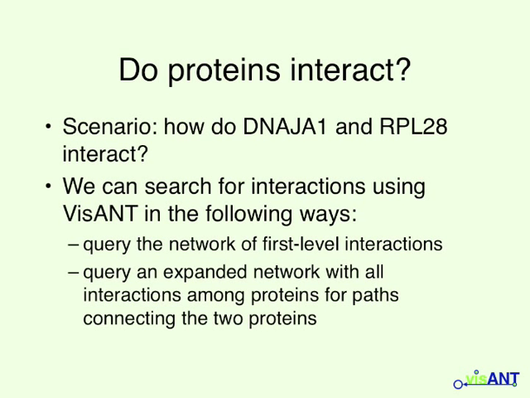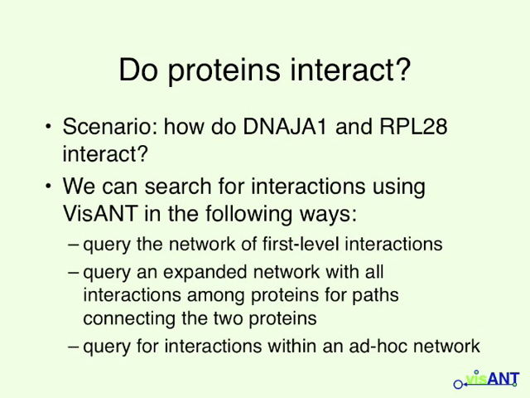Perhaps the two proteins still share a pathway, however. To explore this possibility, we expand the network we just built once more to add in all proteins that interact with those first-level interactions, and then look for paths between the two proteins within this dense network. Finally, in step 4, we take a look at building an ad hoc network using data we provide to VisANT and see how to query for interactions without expanding the network using data from the database.